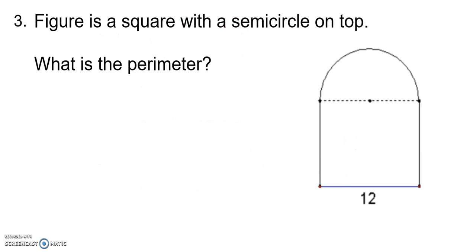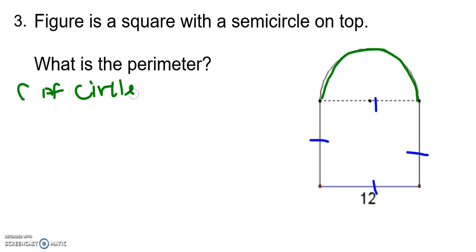Alright, the next question says, the figure is a square with a semicircle on top, and we want to know what the perimeter is of this figure. So we know that this is a square down here, so we can mark that these are all congruent. Okay, and then we have the semicircle on top. So if we want to know the perimeter, we can first start by finding the circumference of what the whole circle would be. So the circumference of the whole circle would be 12 pi.